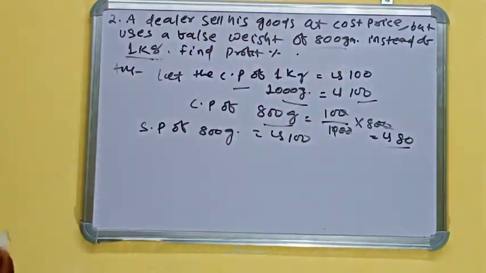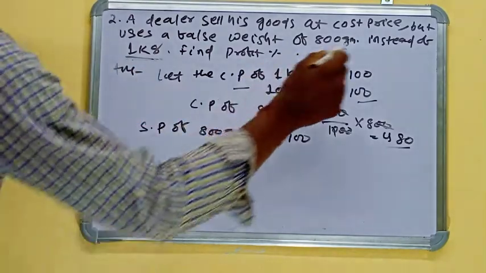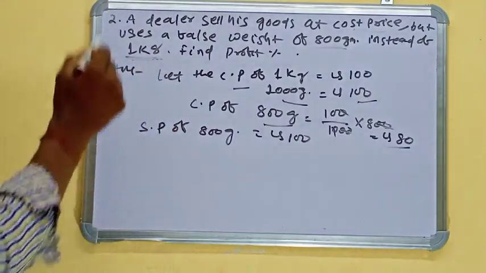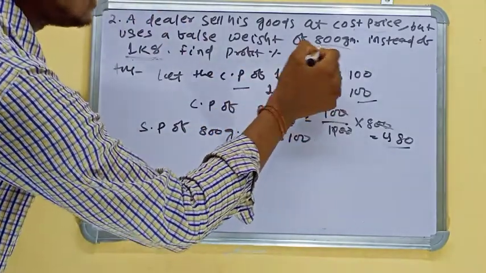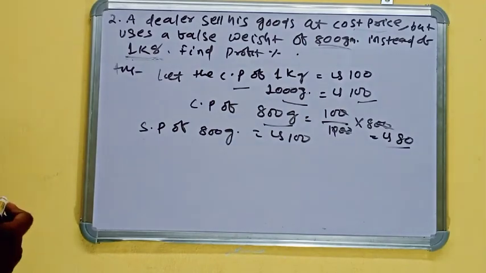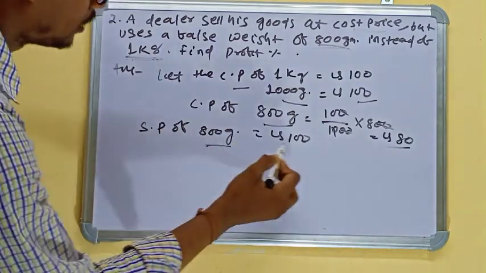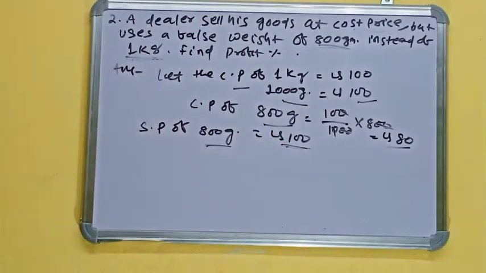Now it sold 1 kg at a cost price, but it is a false weight. That is really 800 gram. So the SP of 800 gram is equal to rupees 100.